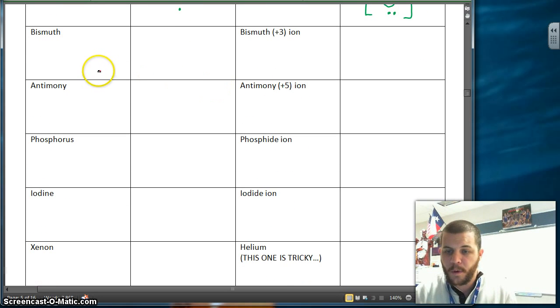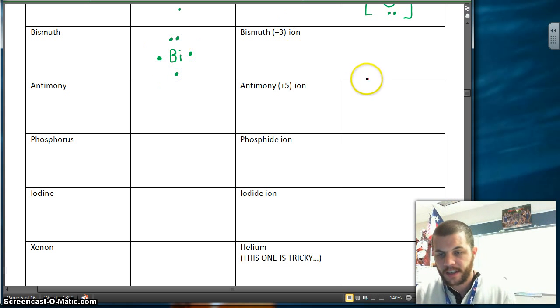Let's do bismuth plus 3, okay? Now, the normal Lewis dot structure of bismuth is in group 15. Since it's in group 15, we know that it's going to have 1, 2, 3, 4, 5 valence electrons.